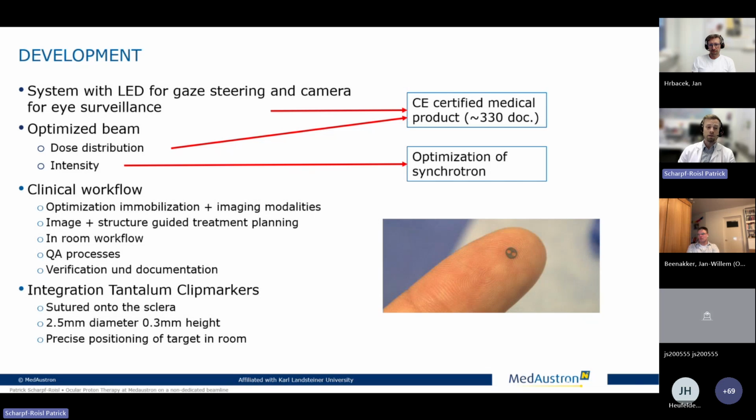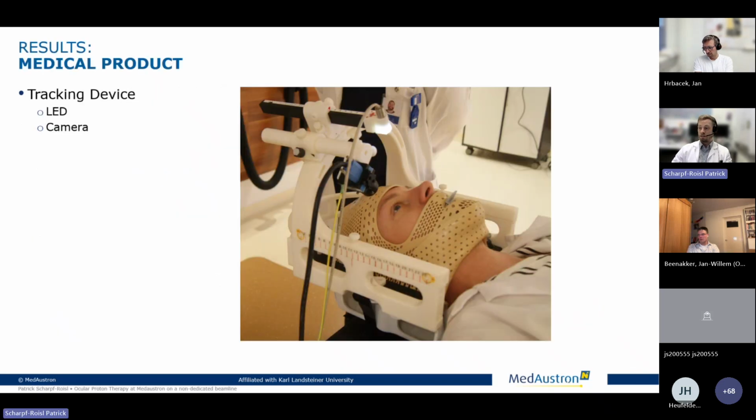And they are necessary for precise target positioning in the room, because one of the main issues of the eye is that it's basically water and you cannot properly depict the structures well enough in a typical optical X-ray system to position the eye within the precision that we want without any additional references, which are these markers. So here we can have a look at the results.